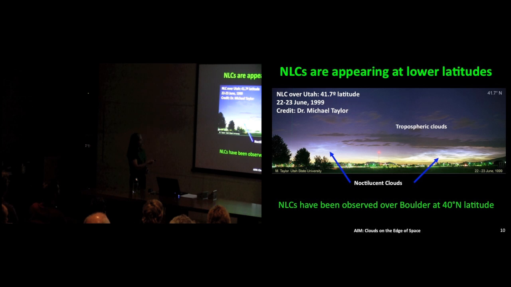This is a photograph here that was taken from Utah at almost 42 degrees latitude. And you can see here, tropospheric clouds are very dark, right? That's because it's been taken at nighttime with a long enough exposure that you can actually see some structure in it. But the polar mesospheric clouds here are lit, so you can see them very clearly. They have really wonderful structure that we'll be talking about a little bit later. The clouds have even been seen over Boulder. I've never seen them myself, actually, but there have been reports and photographs over Boulder.